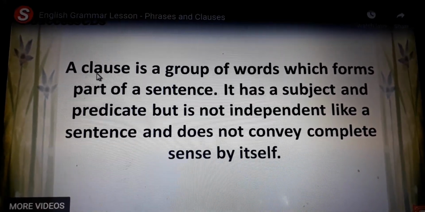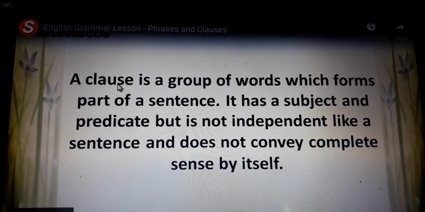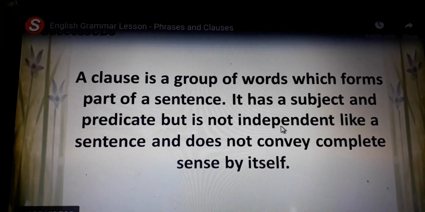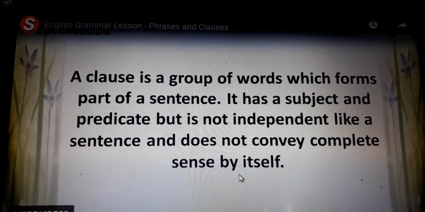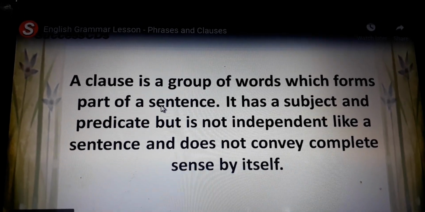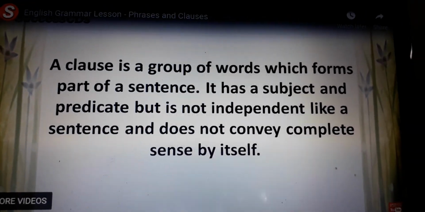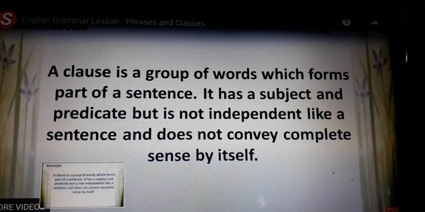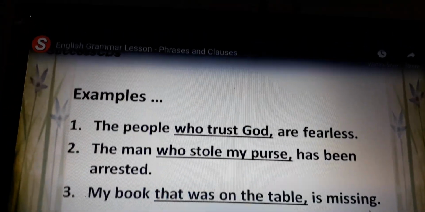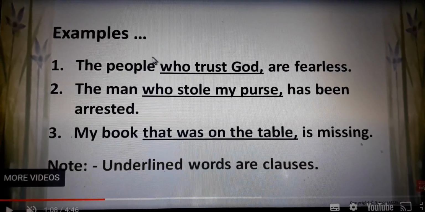But here a clause is also a part of a sentence, and irrespective of the fact that it has a subject and a predicate, it is still not independent and does not convey complete sense by itself. It also depends on the other words in a sentence to make complete sense. Okay, let's take a look at some examples to make it clearer what a clause is. See the examples. The people who trust God are fearless.